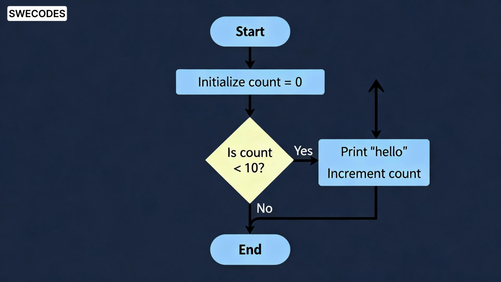This repeats, finally count is 9. Check, is 9 less than 10? Yes. We print and count becomes 10. Back to the top. Check, is count now 10 less than 10? No. The condition is false. The loop terminates. We've printed hello exactly 10 times.